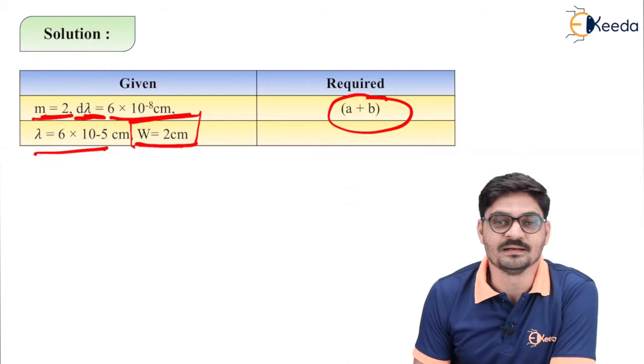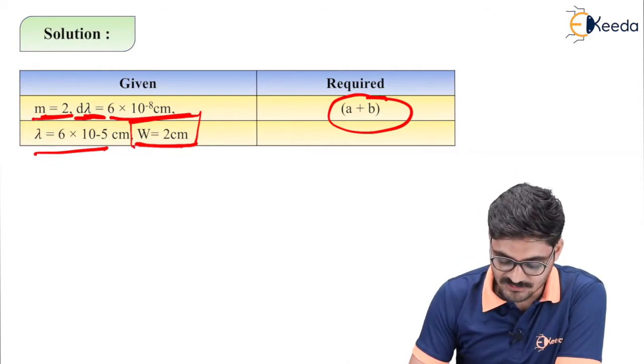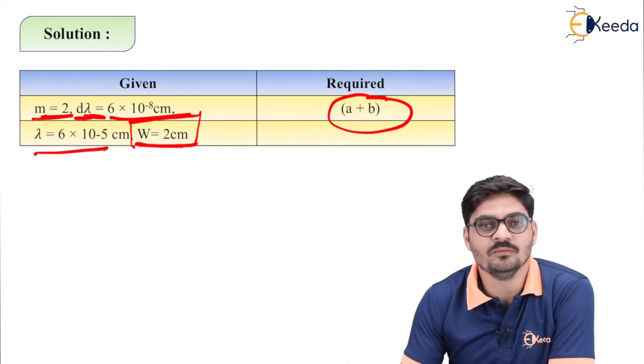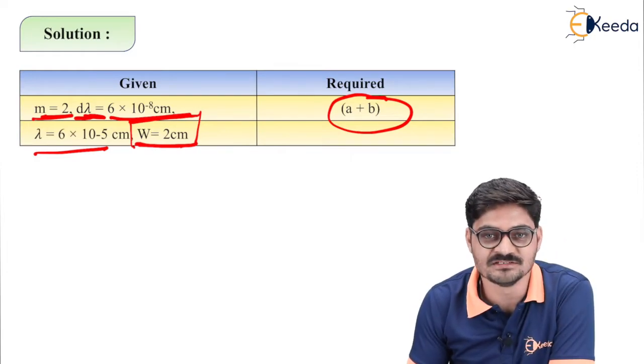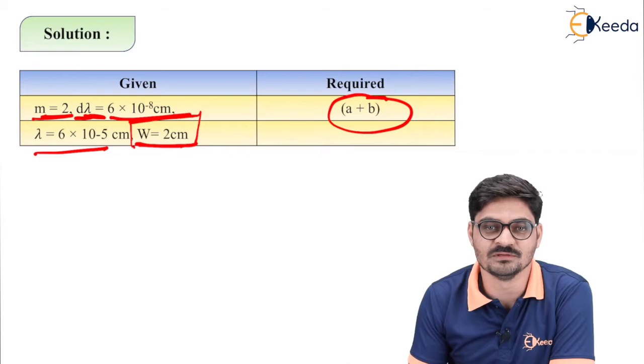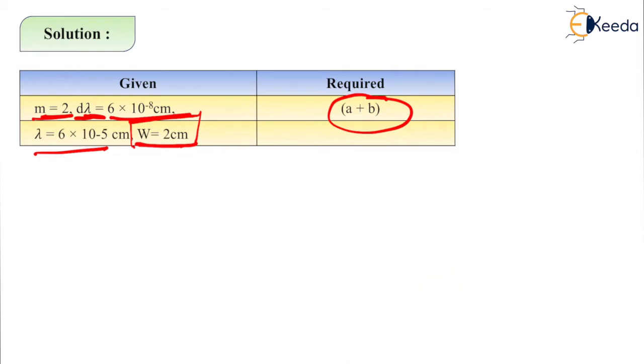So when we will be calculating the resolving power, how do I realize that resolving power is to be used? D lambda is given, lambda is given. So only one formula is available which includes these two values. So we have to use resolving power, and what is it? Resolving power Rp is lambda upon d lambda, and it is also equal to order into number of lines on grating.